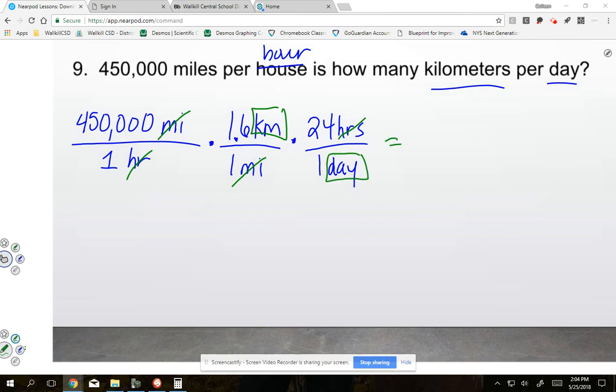It's a big number. Anybody got it? 1,720,000. You missed a 0. Sadie? 17,280,000 kilometers per day.